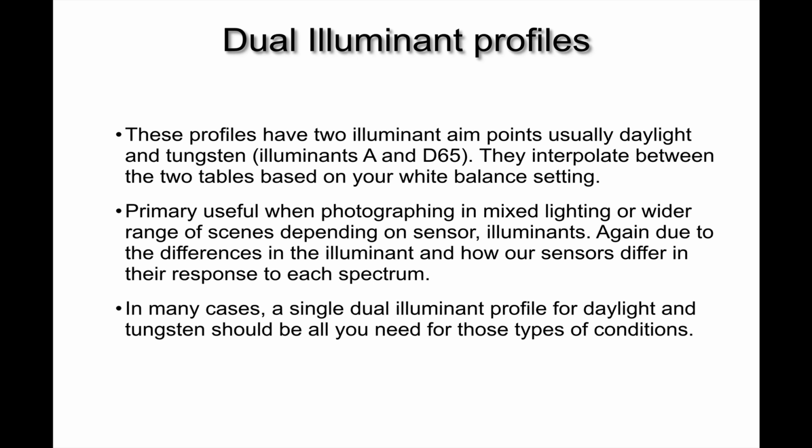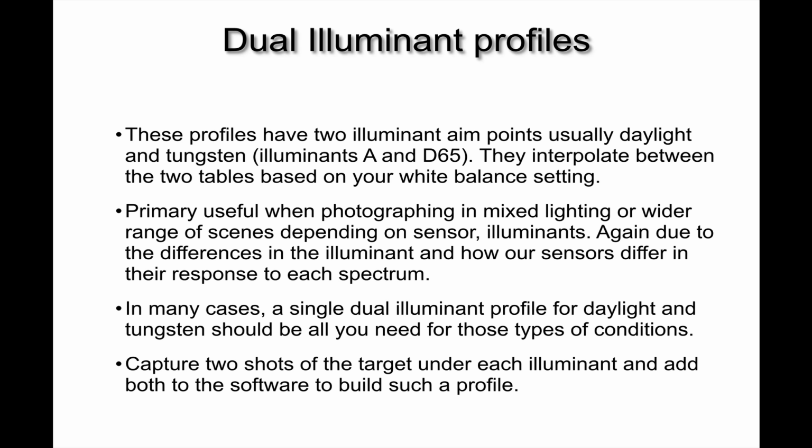So you can build a single illuminant profile for daylight and a single illuminant profile for tungsten, but you might also want to look into building a dual illuminant profile for situations where there's mixed lighting, or you just want one profile that you can use in both conditions. Then when you're working with your white balance in your raw processor, the two tables in this profile will tween between daylight and tungsten, depending on which direction you move the white balance tool. And again, all you have to do is capture two shots of the target under each illuminant and load them into the software, which I will illustrate right now.